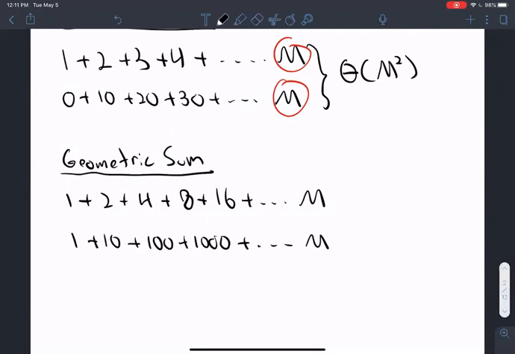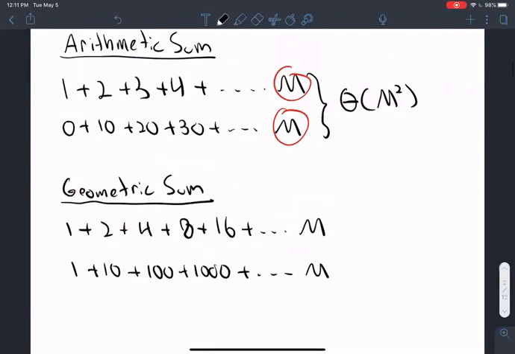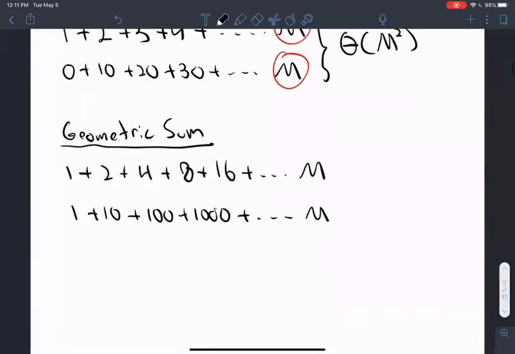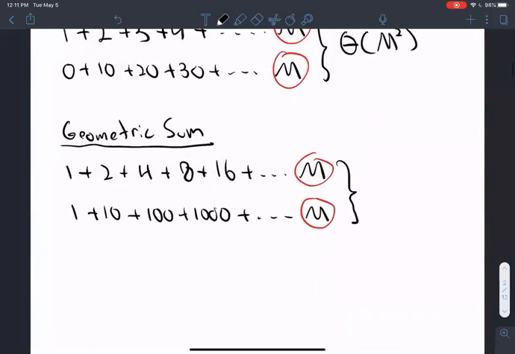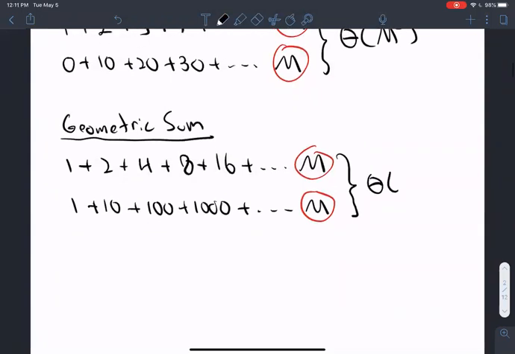So it doesn't matter at all what the difference was in the arithmetic sum or the ratio in the geometric. It's just the last term that matters. In this case, instead of being m squared, it's just going to be theta of m. And the reason it's m and not something larger than m is because geometric sums grow extremely quickly. Because they grow so fast, their last term basically dominates over all of them. Like in the case of 2, the sum of all of these terms is less than this one right here.